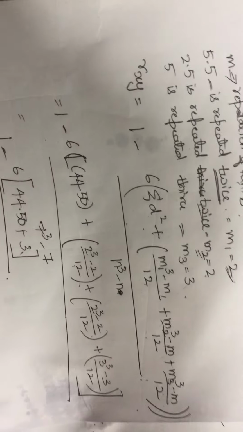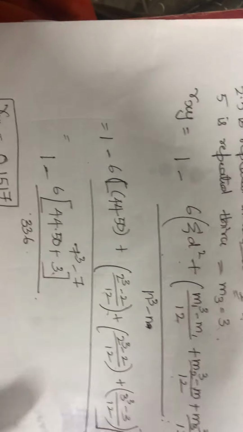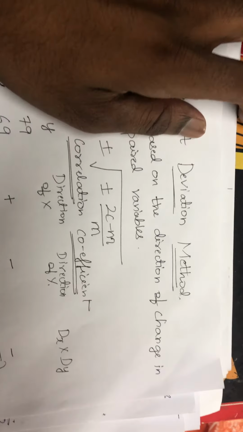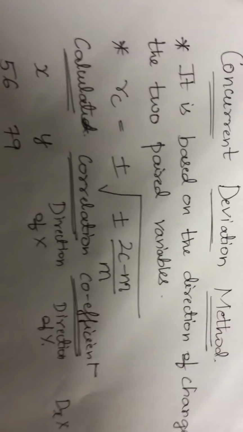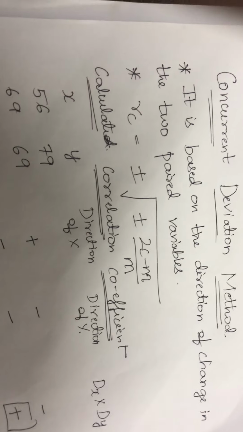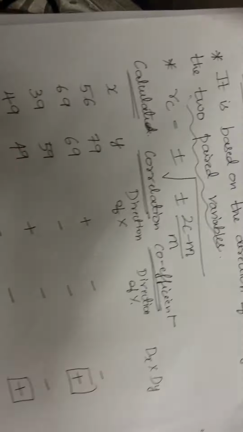This is how we have given, and then we took m1, m2, m3 and we applied them in the identity and we found the RXY. So this is all about Spearman's rank correlation. So the next method is the concurrent deviation method, one of the easiest methods. The concurrent deviation method is based on the direction of change of two paired variables. Important wording: two paired variables.